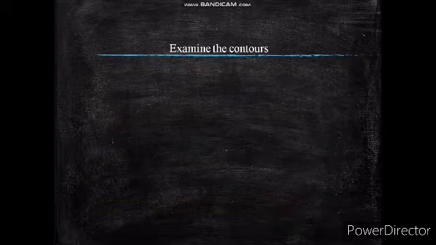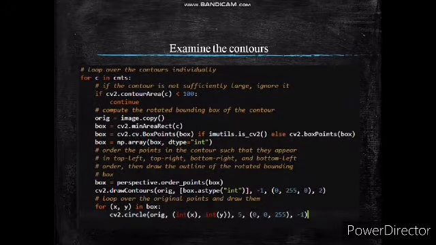Third step, examine each contour. Here we loop over the contours one by one. If the contour area is greater than 100, we keep it. Otherwise, we neglect the contour as noise left over from the edge detection process. Then we find the bounding box of the contour. Next, we draw the contour outline in green using the drawContours function and the vertices in small red circles. Before that, we order the contour points from left to right using the order_points function.